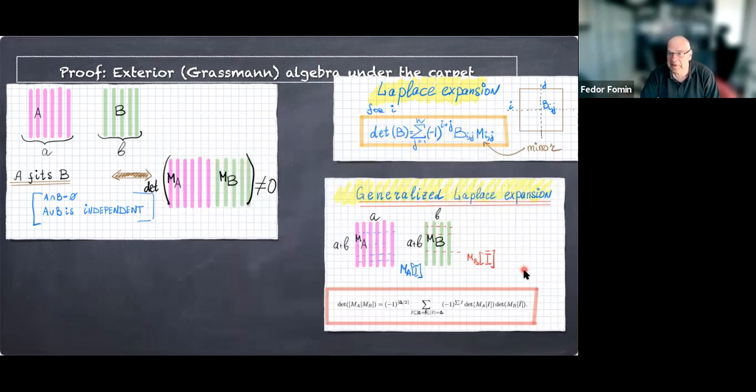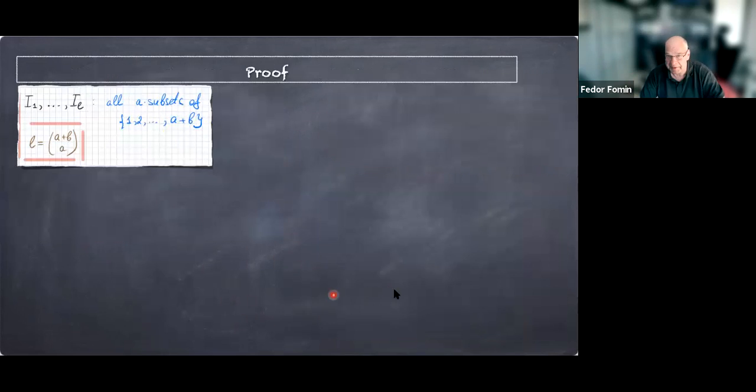Okay, so this is the idea. This is the technical part which I will be using. I need just one more idea. First of all, let me enumerate all subsets of the rows of the matrix. Our matrices have A plus B rows, so I enumerate all subsets of the rows of size exactly A. Then I will have L subsets, where L is A plus B choose A.